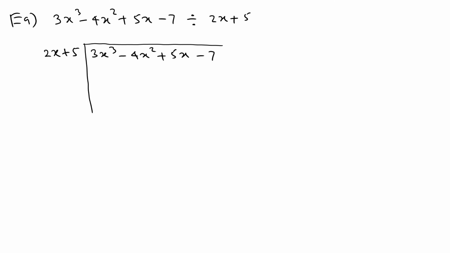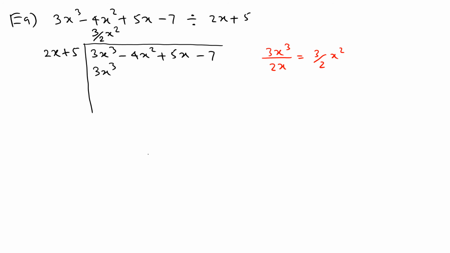What we can do, we're going to divide the leading terms. So if you divide the leading terms, you get 3x cubed divided by 2x. So you're going to get 3 halves x squared. That's exactly the missing term here. So it's 3 halves x squared. That's what you get. And then you're going to multiply by that. If you multiply that, this is going to match.